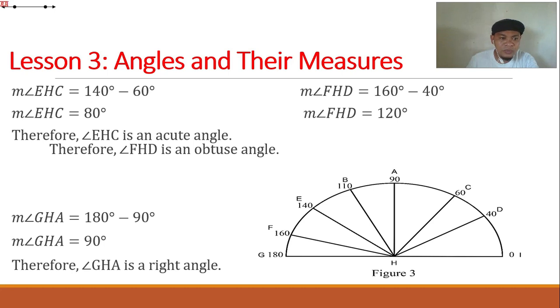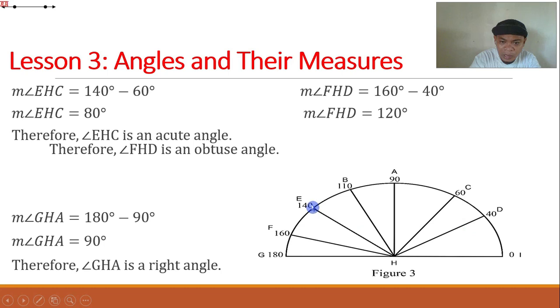Okay, so next. So still on angles and their measures, hahanapin po natin yung measurement ni angle EHC. So measurement of angle EHC. Saan si angle EHC? This is angle EHC. So ano po yung measurement niya? What is the measurement of angle EHC? Okay. So since from 0 degrees to this one is 140 degrees, hanggang dito 140 degrees. At tapos from 0 degrees papunta kay point C dito, or ray C, di ba, 60.